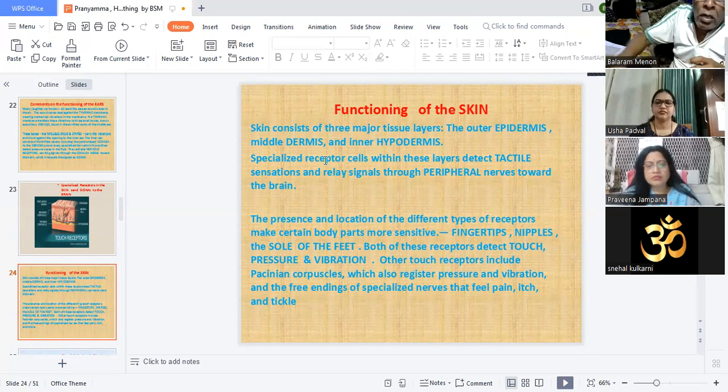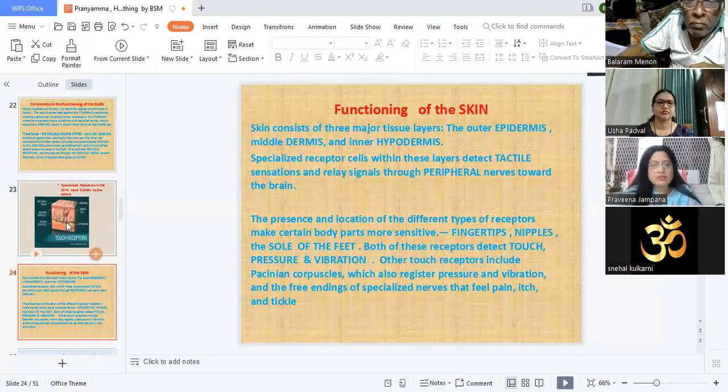Now, these come to different parts of the skin. The presence and location of different types of receptors make certain body parts more sensitive. Fingertips, nipples, the soles of the feet: these receptors detect touch, pressure, and vibrations. Other touch receptors include Pacinian corpuscles, which also register pressure and vibrations, and the free endings of specialized nerves that feel pain, itch, and tickle.